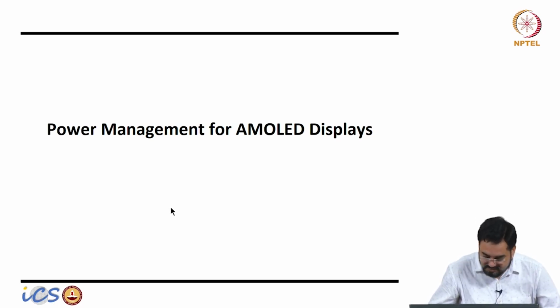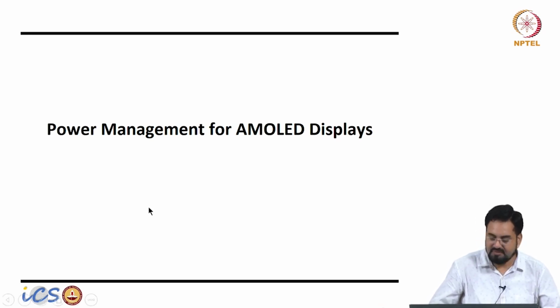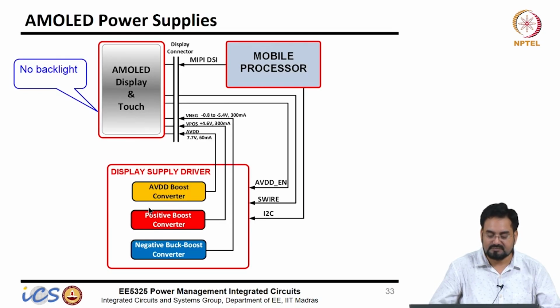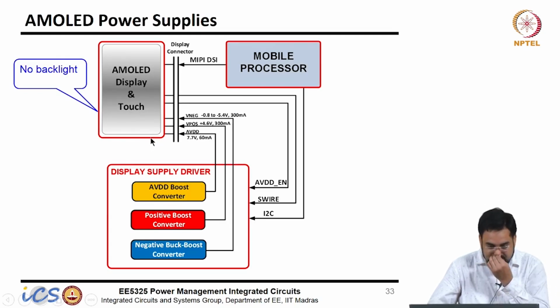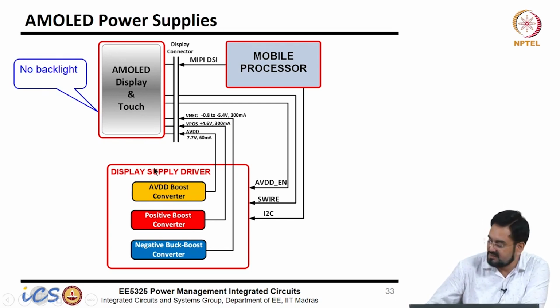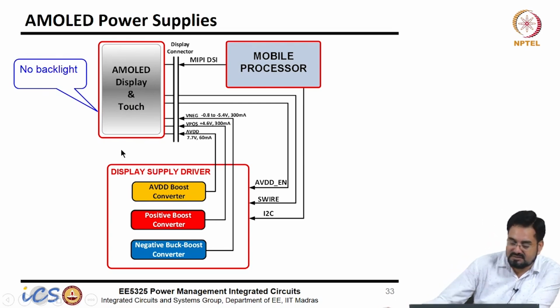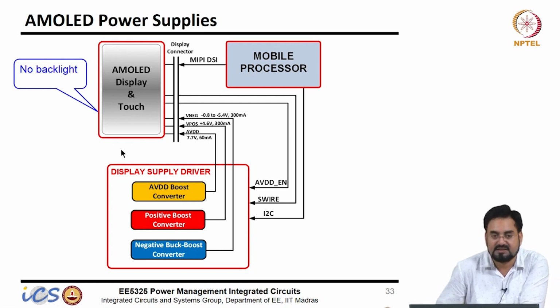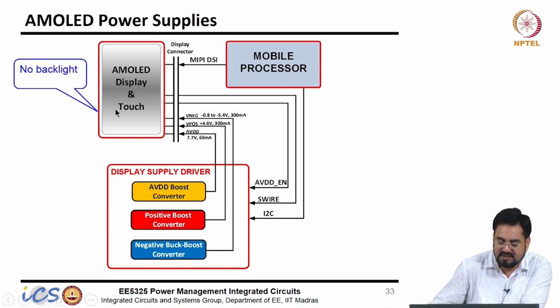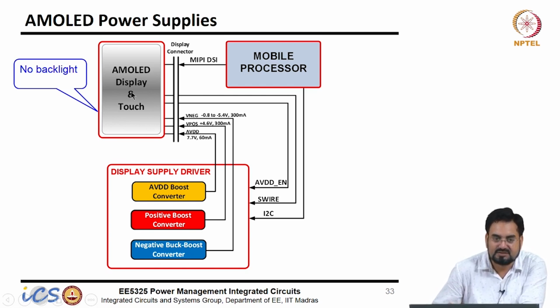Okay. So, now let us move to power management for AMOLED displays. AMOLED displays, as we know, do not require a backlight as we need in LCD, and the reason is that it is LED. So, it has its own light. So, the supply requirement is different for this, and we again require 3 supplies here just like in LCD, but the voltage levels are different.